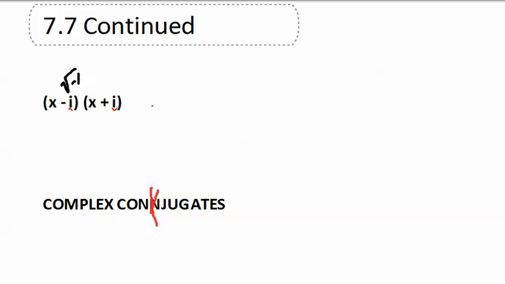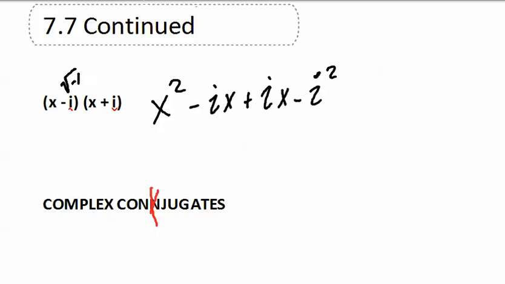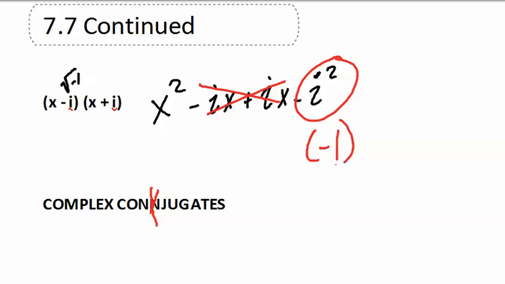And when I go to FOIL this, I'll get x squared minus ix plus ix minus i squared. Well, the middle terms will cancel out, and i squared becomes -1. So minus the -1, x squared plus 1.